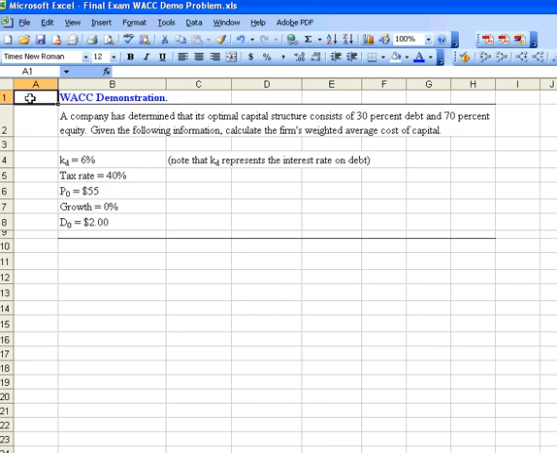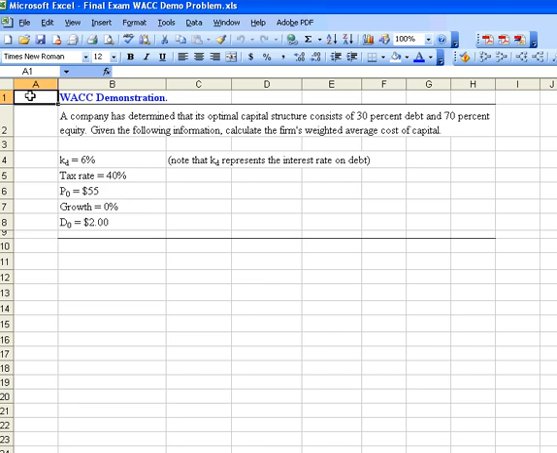And there's some additional information provided. K sub D is 6%, and K sub D represents the interest rate on debt. The tax rate for this company is 40%. The current price of the stock is $55. The growth of the stock is 0%, and the dividend in year 0 is $2.